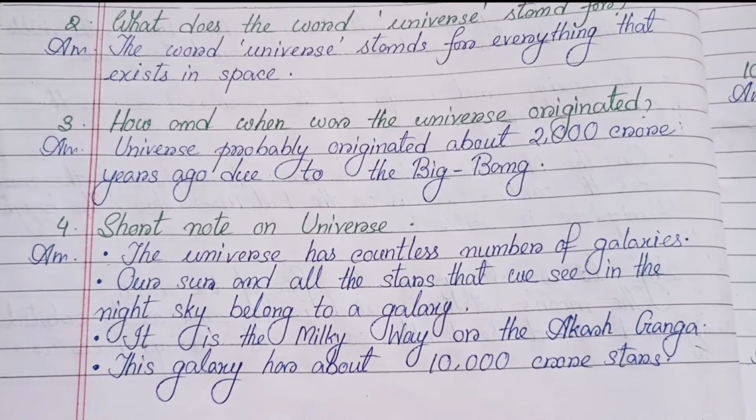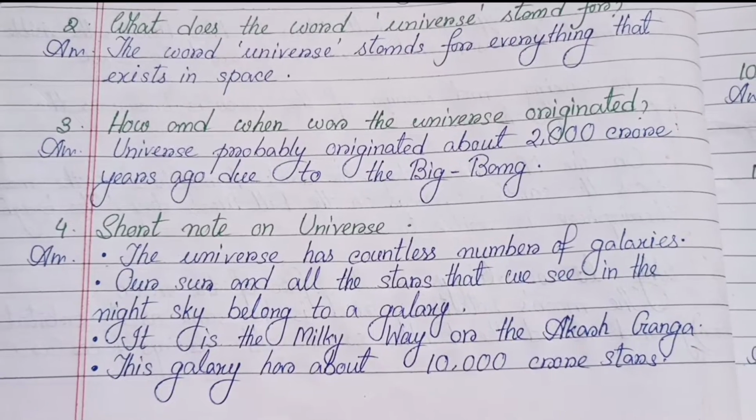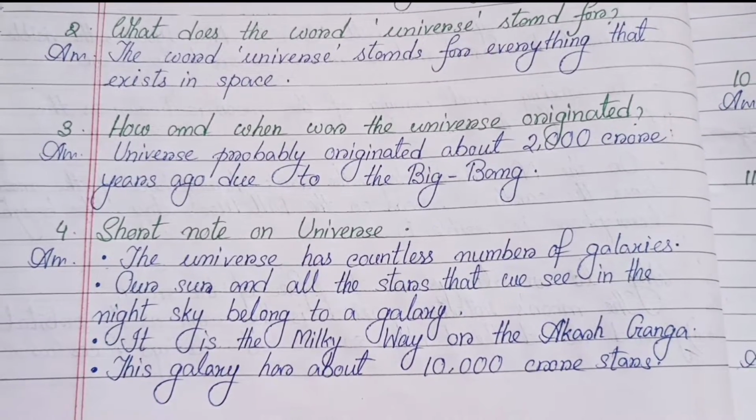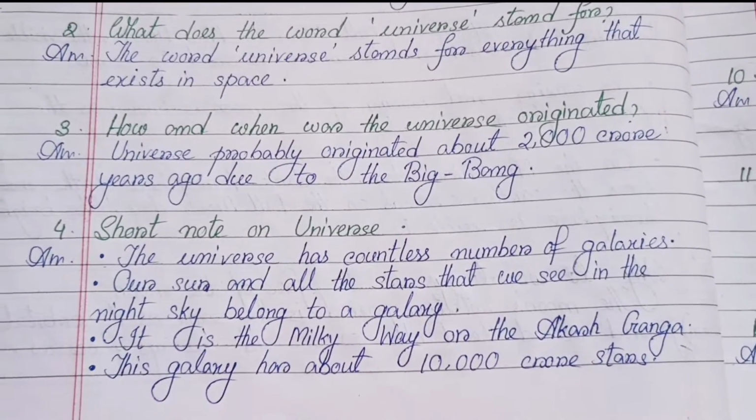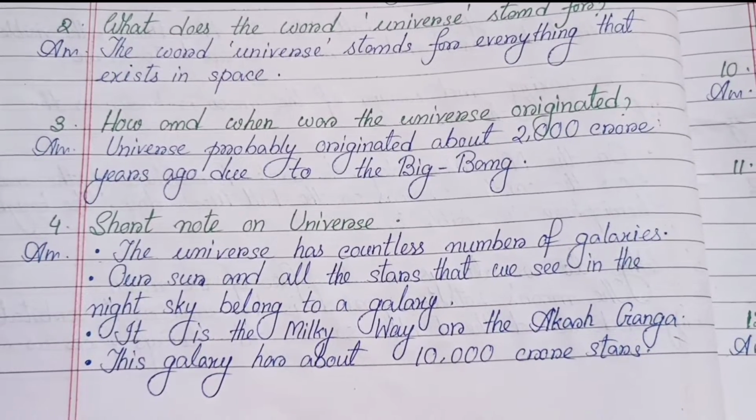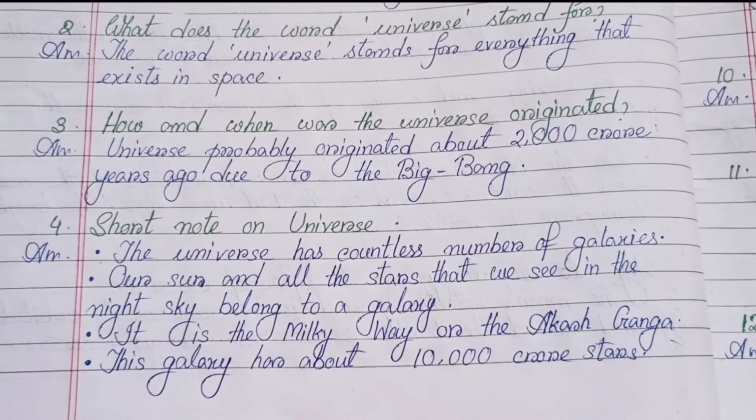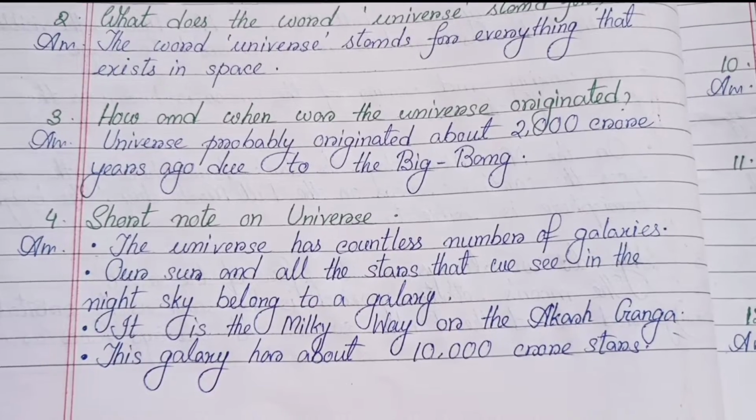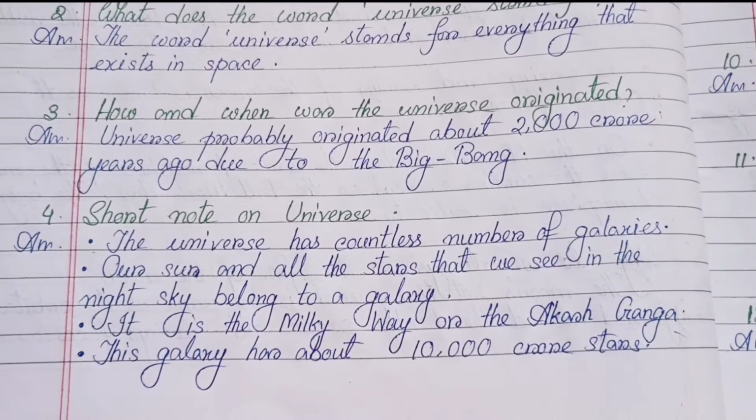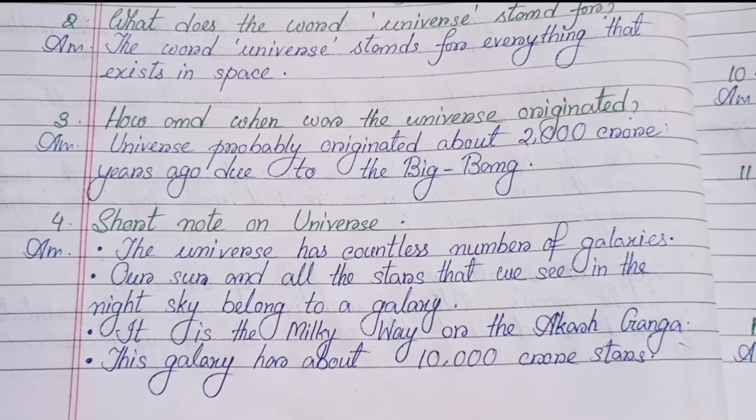Number 4. Short note on universe. The first point, the universe has countless number of galaxies. Second point, our sun and all the stars that we see in the night sky belong to a galaxy. Third point, it is the Milky Way or the Akash Ganga. Last point, the galaxy has about 10,000 crore stars.